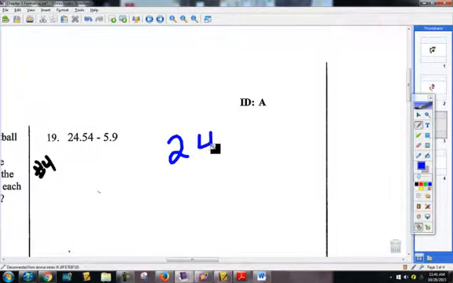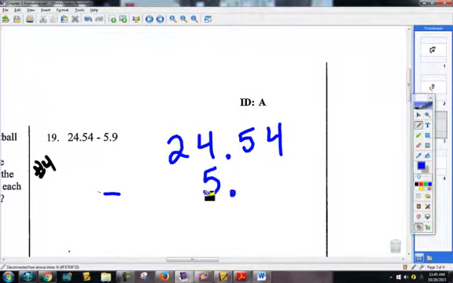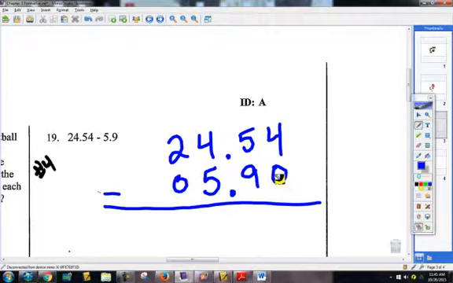24 and 54/100 minus, put my decimal in there. I put the number to the left and to the right of it, right? Do I put zeros here? Absolutely. Can I take 0 from 4? Sure. It's still 4. Bring my decimal straight down. Can I take 9 from 5, guys?